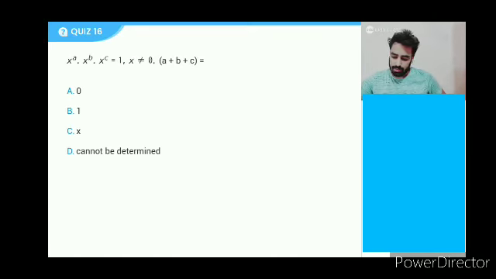Okay, let's have a question. Question is that x power a into x power b into x power c is 1, where x is any non-zero value. You need to find the value of a plus b plus c. Start.